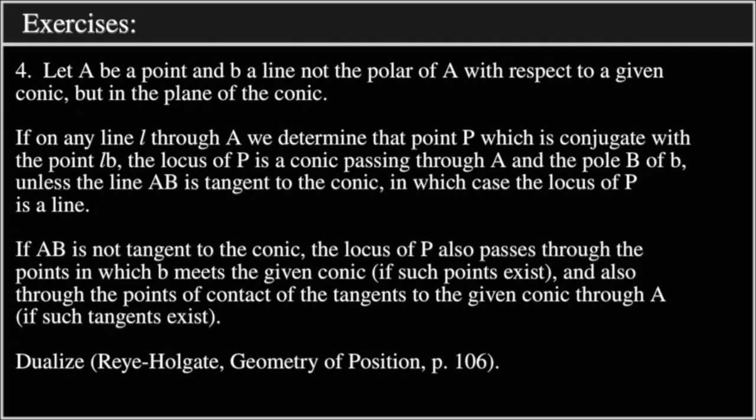If AB is not tangent to the conic, the locus of P also passes through the points in which B meets the given conic, if such points exist, and also through the points of contact of the tangents to the given conic through A, if such tangents exist. Dualize. Ray, Holgate, Geometry of Position, page 106.